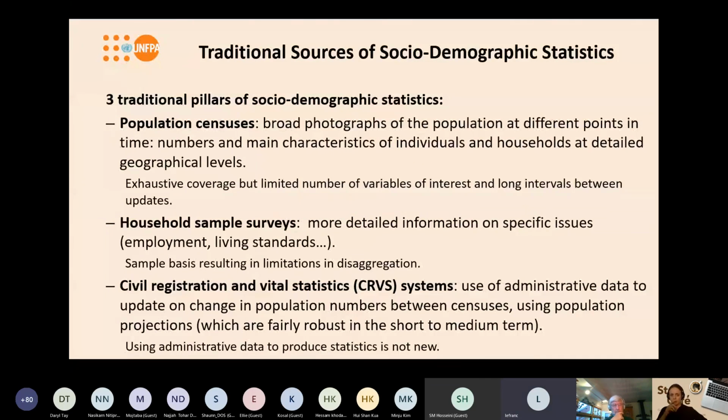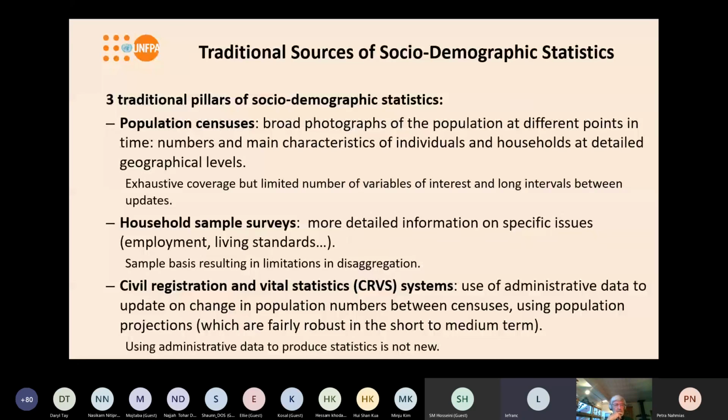Yes, okay. So population censuses usually don't include many variables of interest, so we need sample surveys to dig further into specific issues. But when we go from censuses to surveys, we lose the exhaustive coverage of all individuals.